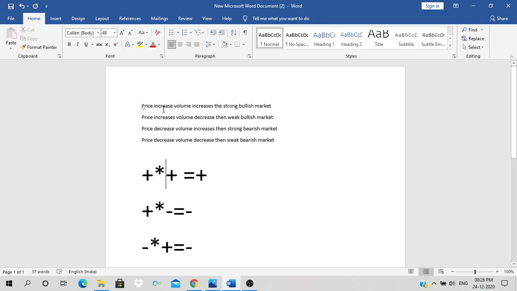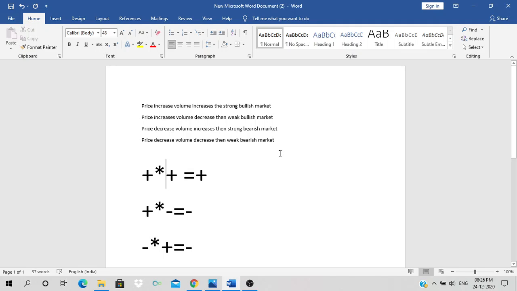If the price increases and volume also increases, then it is a strong bullish market. If the price increases and volume decreases, then it is a weak bullish market. If price decreases and volume increases, then it's a strong bearish market. If price decreases and volume decreases, then it's a weak bearish market.